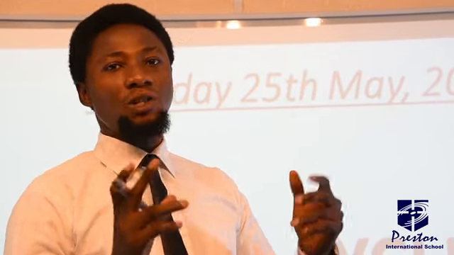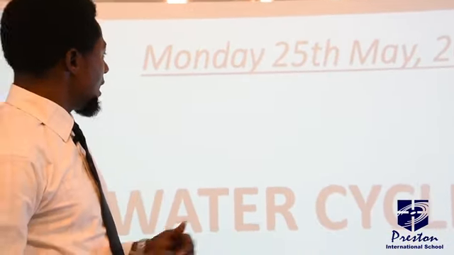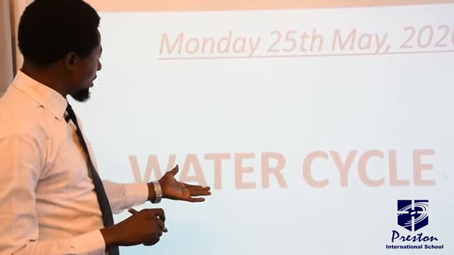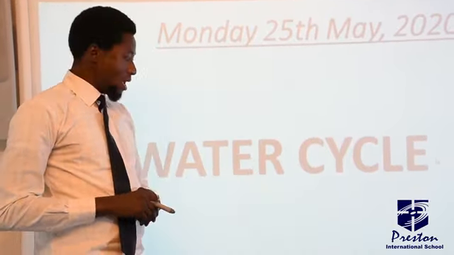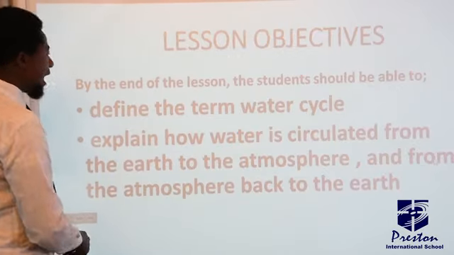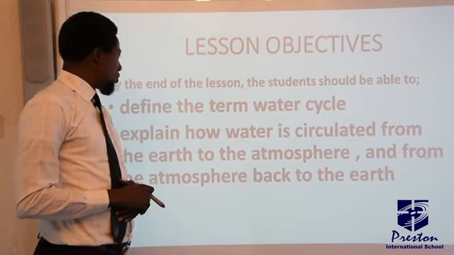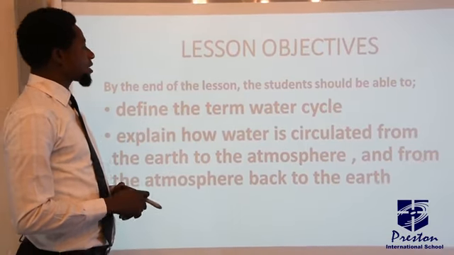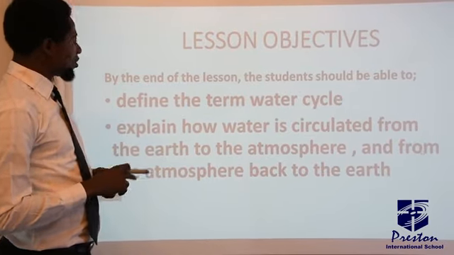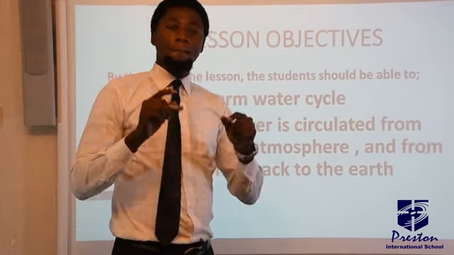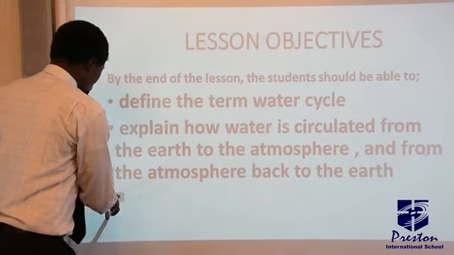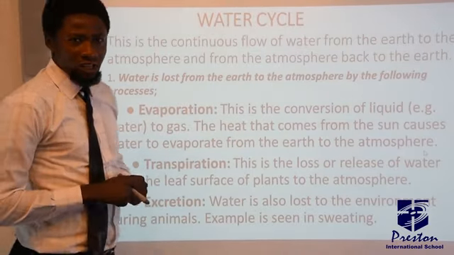In our last class, we discussed the nitrogen cycle, where we spoke extensively on how nitrogen is circulated in the earth. Today, we are looking at another topic titled water cycle. By the end of this lesson, I expect each and every one of us to be able to define what water cycle is and also explain how water is circulated from the earth to the atmosphere and from the atmosphere back to the earth. All right, to start with, what do we mean by water cycle?